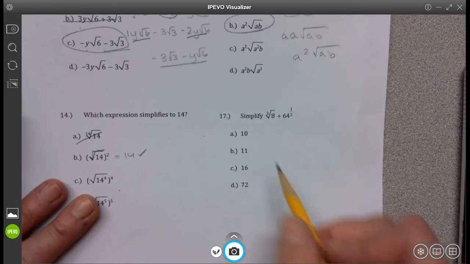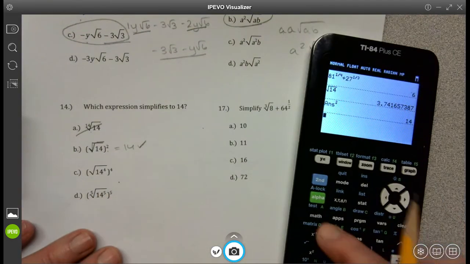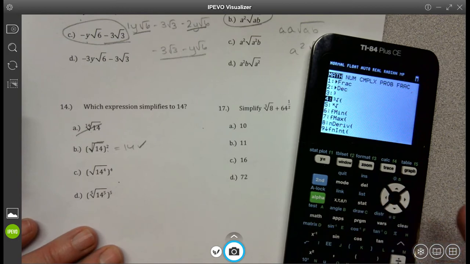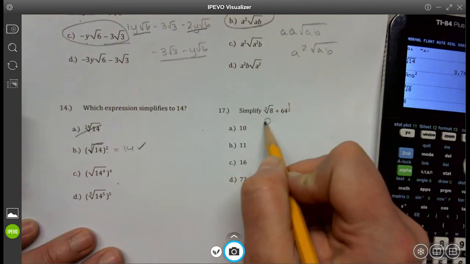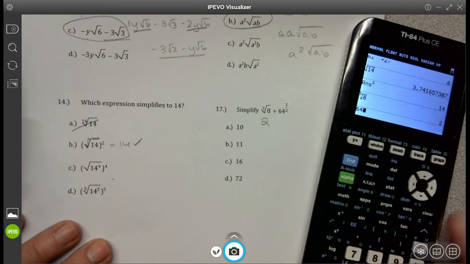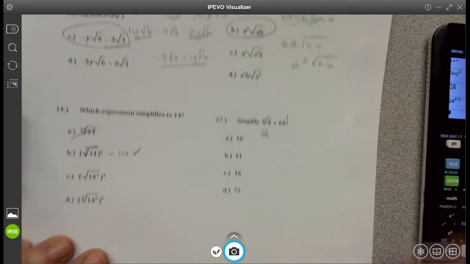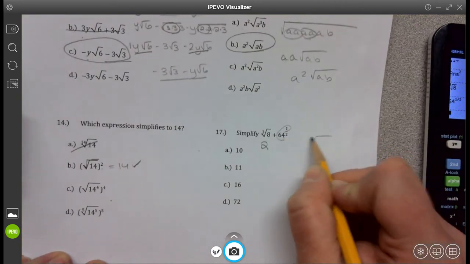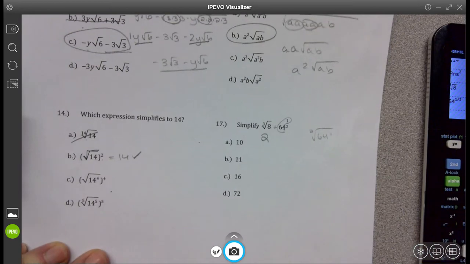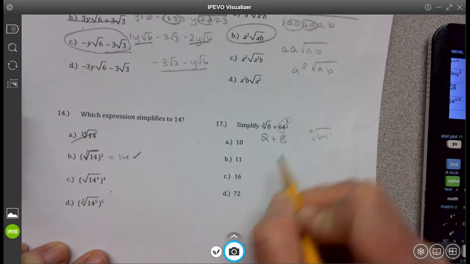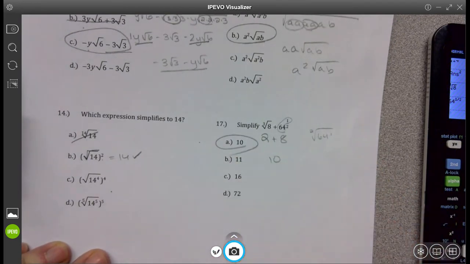Okay. And here, what's the cube root of 8? 2. Or you could go into your math button, find the cube root of 8, which is 2. And then you could do 64 to the 1/2, which is 8. Why? Because 64 to the 1/2 is actually the square root of 64. We don't really write the 2 ever. So your answer is 10.